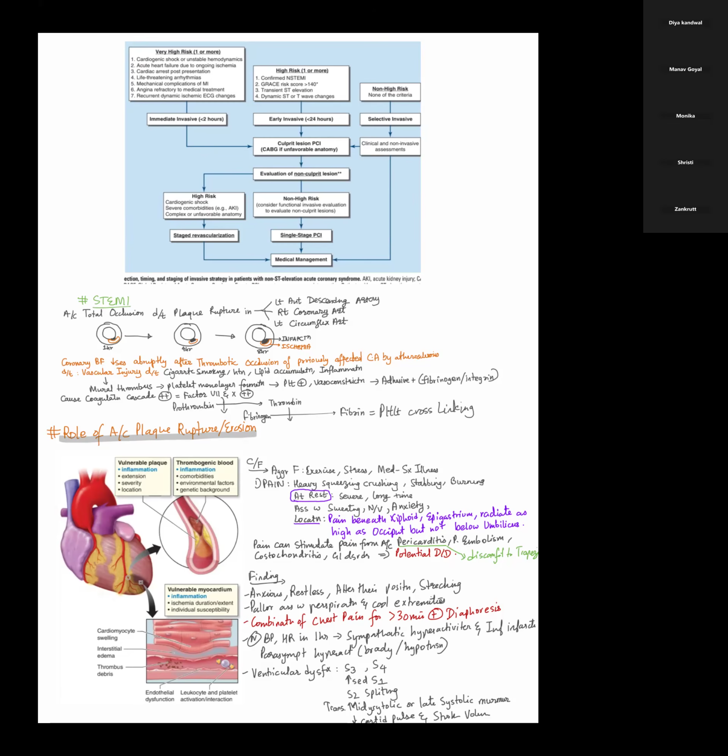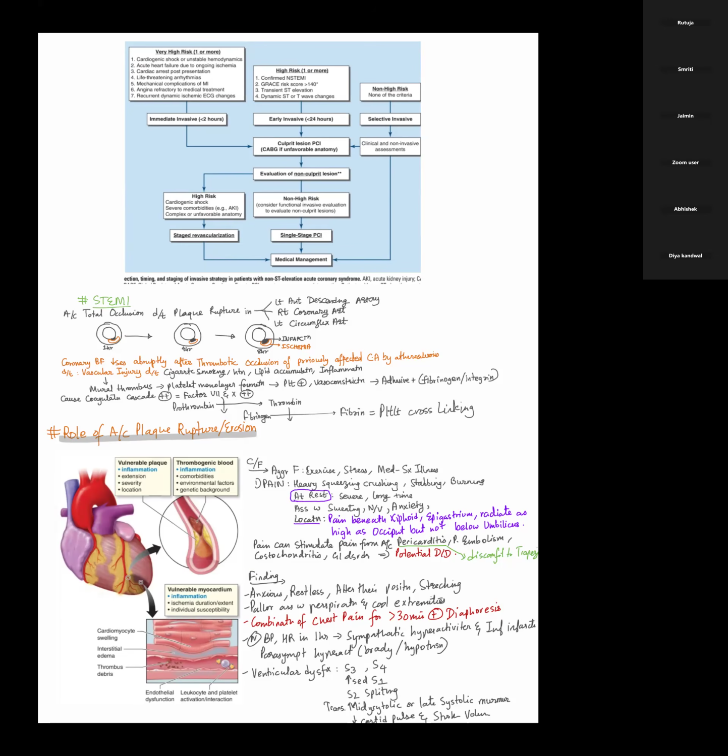Pain can be heavy, squeezing, crushing, stabbing, and burning type. It can be present at rest. Earlier, we have seen unstable angina and STEMI. At rest, it was not much seen. The STEMI pain is seen at rest, severe, for a long time, associated with sweating, nausea, vomiting, anxiety, and it is located beneath the xiphoid epigastrium and radiates as high as the occiput but not below the umbilicus.